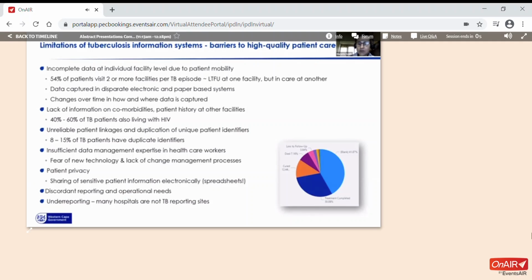There can be also insufficient data management expertise in healthcare workers and a reluctance to use new technologies. We have seen, especially over the COVID period, that people really love their spreadsheets, which are easy to email to other healthcare providers and can compromise sensitive patient information. And lastly, most hospitals are not TB reporting sites, so if a patient is not followed up at a clinic, the case may never make it into the TB information system.